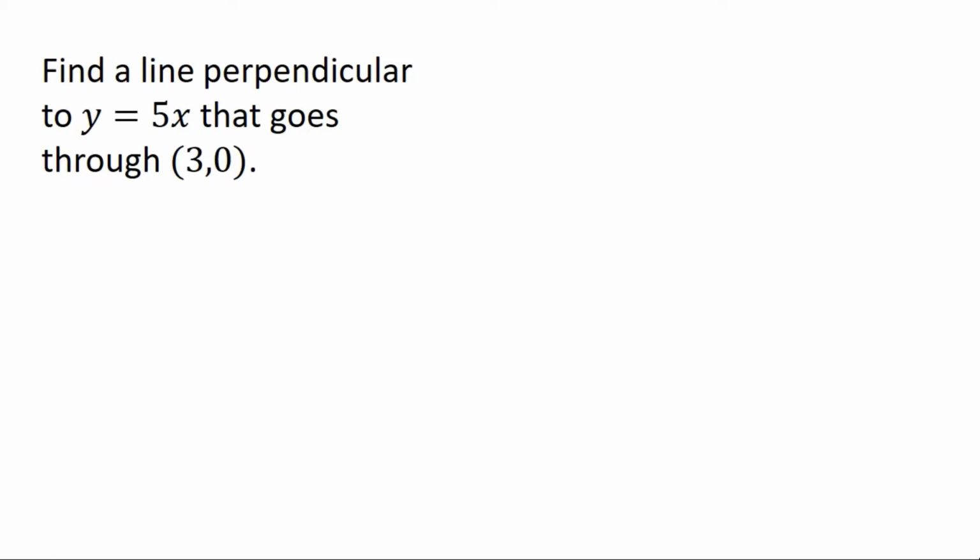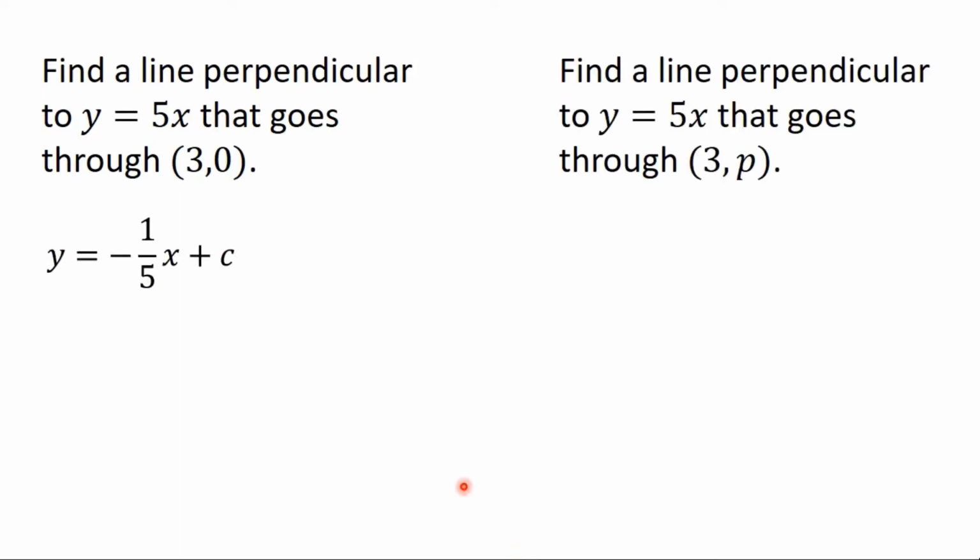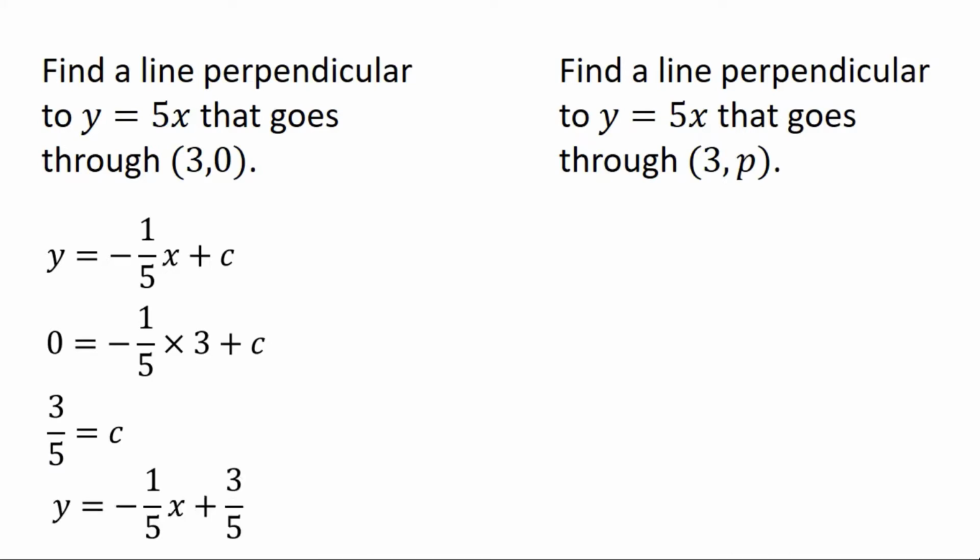So now I want to find a line perpendicular to y equals 5x that goes through 3, 0. So I know that it's going to have to be of the form y equals negative a fifth x plus c, because that has to be the negative reciprocal as my gradient. I can then substitute in the coordinate 3, 0, so x equals 3, y equals 0. 0 is negative a fifth times 3 plus c. Well, a fifth times 3 is 3/5. So if I add 3/5 to both sides, c has to be 3/5, which means that y is negative a fifth x plus 3/5. That would be my equation.